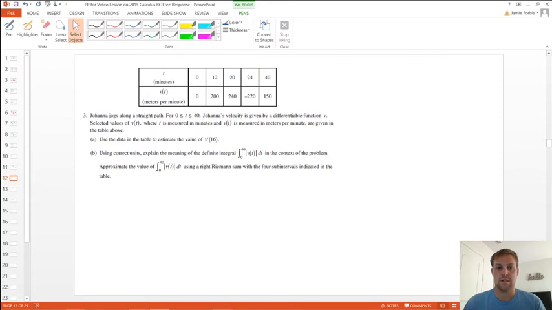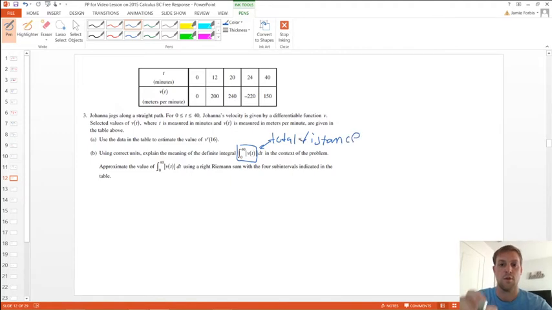B says using correct units, explain the meaning of the definite integral from 0 to 40 of the absolute value of v of t in the context of the problem. All right, guys, we've seen that notation so many times. Absolute value of v of t is speed, and we know if we integrate that, absolute value means it's going to be the total distance. So that's literally all it is, total distance. It's just testing that you know that.